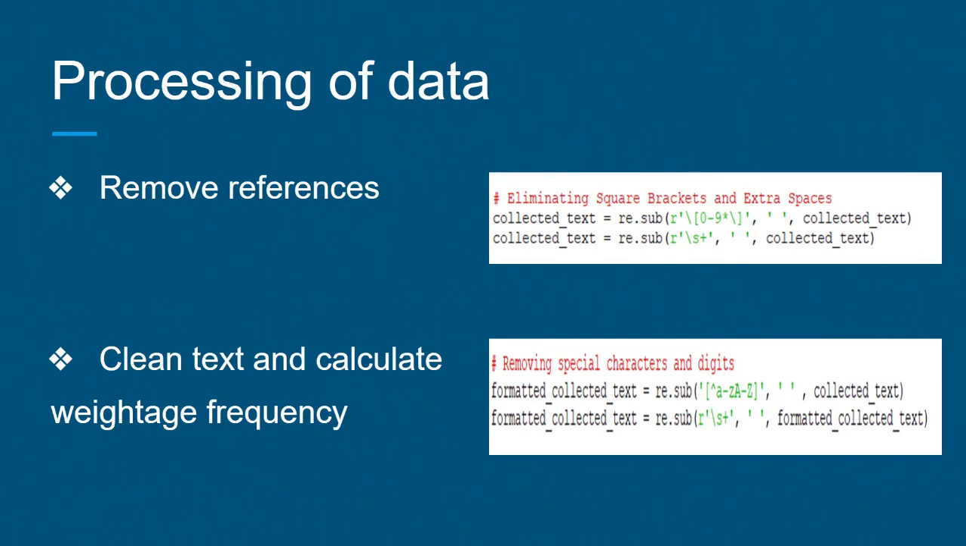Next, we will clean the text and calculate the weighted frequency. For this, we will create another object that is formatted_article_text. So now we have two objects. The article_text contains the original article and the formatted_article_text will contain the formatted article. Now we will use the formatted article text to create the weighted frequency for the words, and the words will be replaced by the weighted frequency in the article_text object.